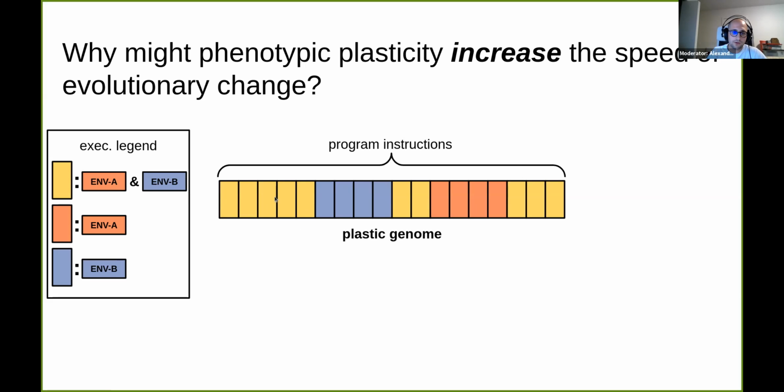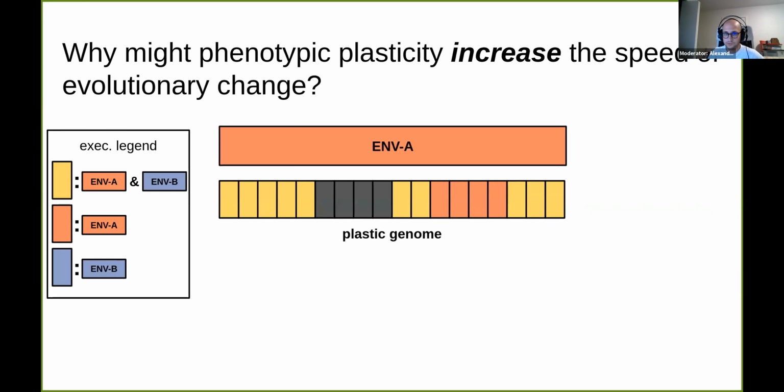And the color of the rectangle indicates which set of environments that instruction is expressed in. All the yellow rectangles are saying that that instruction is expressed in both environment A and environment B. The purple are expressed in environment B, and the orange are expressed in environment A. The point I want to make is that not all regions of the genome are expressed in all of the environments. So when this plastic genome is executing in environment A, you've got this grayed out region of the genome that is unexpressed.